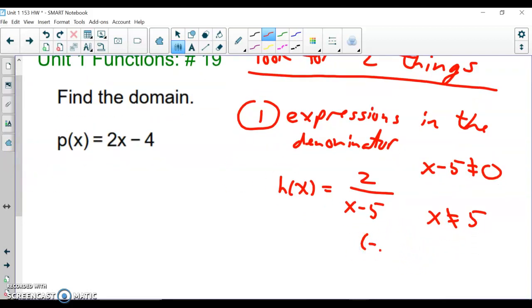Then, of course, you write this out. Well, x can be anything to the left of 5, or, that union symbol means or, it can be anything larger than 5, but it can't be 5 itself. So that's one thing to look out for, expressions in the denominator.